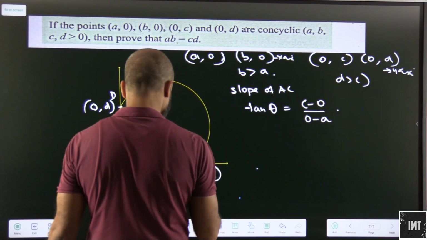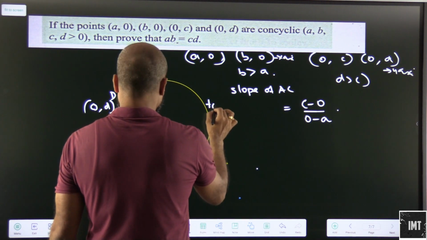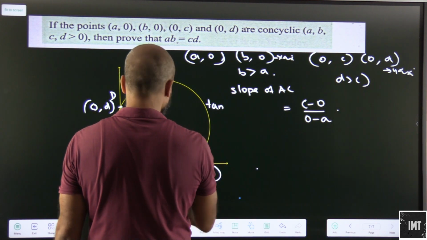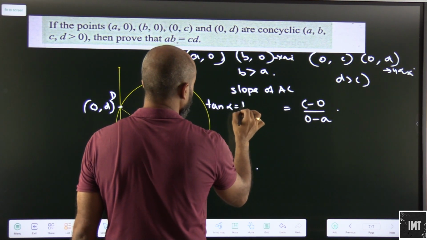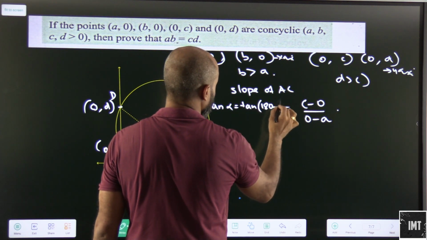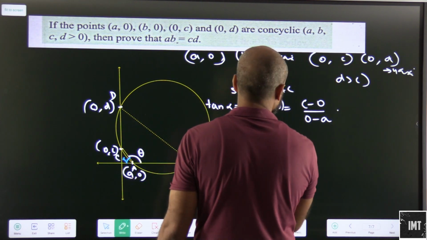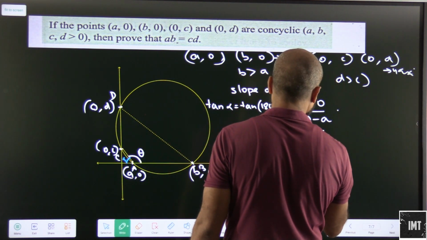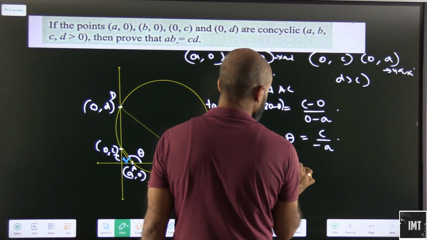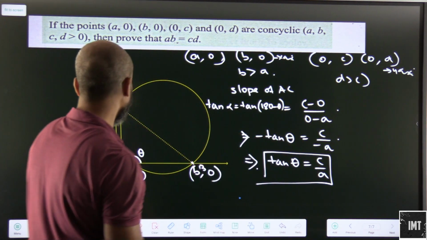So this will be tan of alpha is equal to tan of 180 minus theta. This tan of 180 minus theta will be minus tan theta. Minus tan theta is equal to C by minus A. So here it will be tan theta is equal to C by A. This will be the slope of line AC.